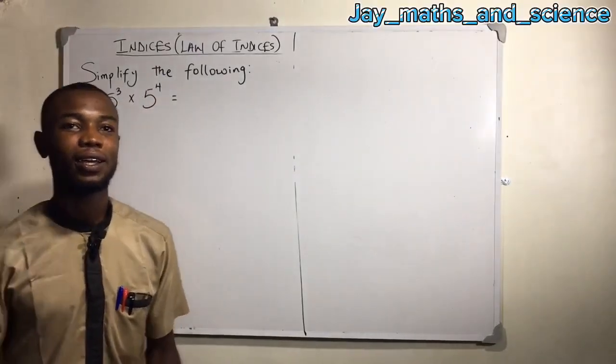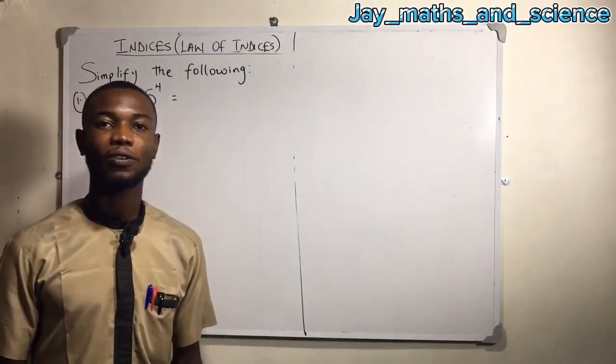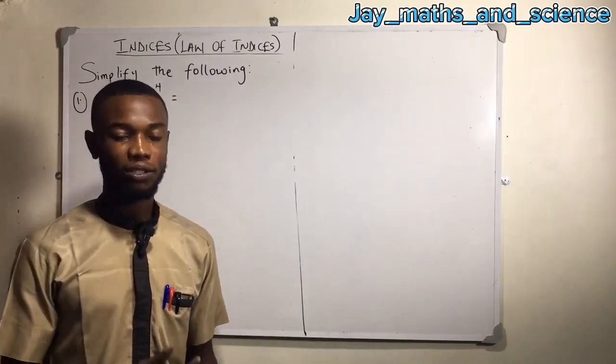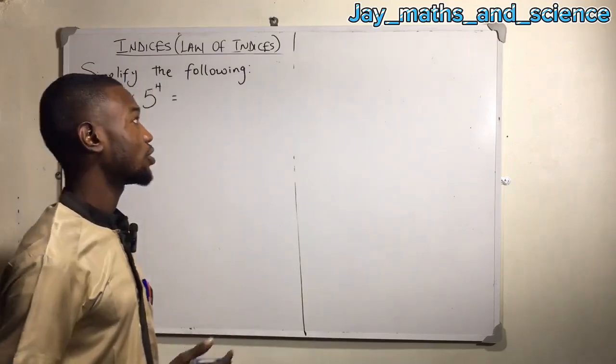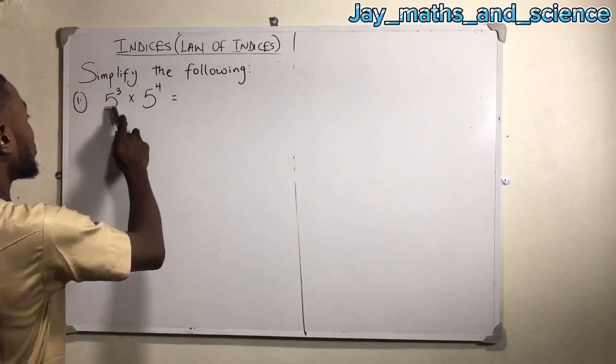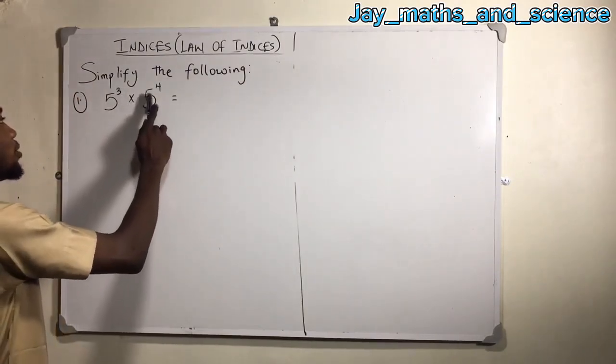Now, the law of indices we've known earlier on, we are going to be applying it in some questions. First of all, let's look at the question that we have on the board. Simplify the following. We have 5 raised to the power of 3 multiplied by 5 raised to the power of 4.